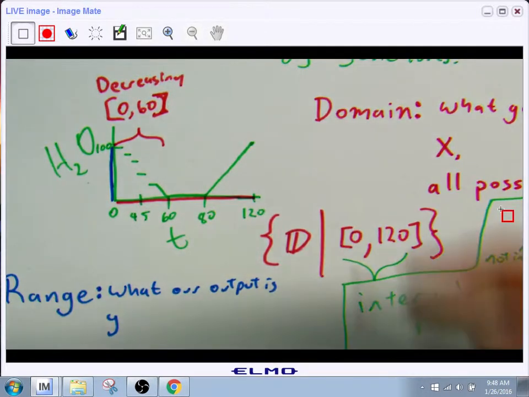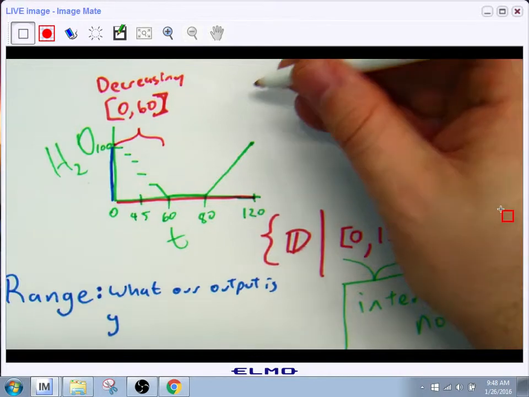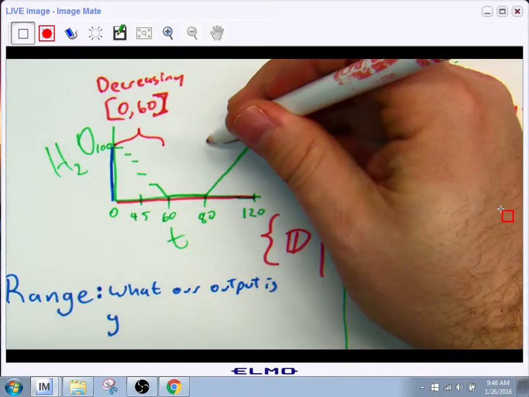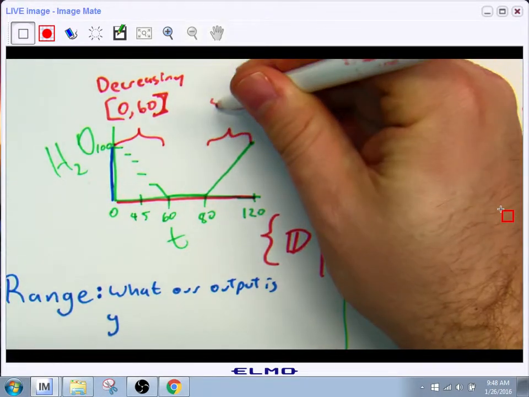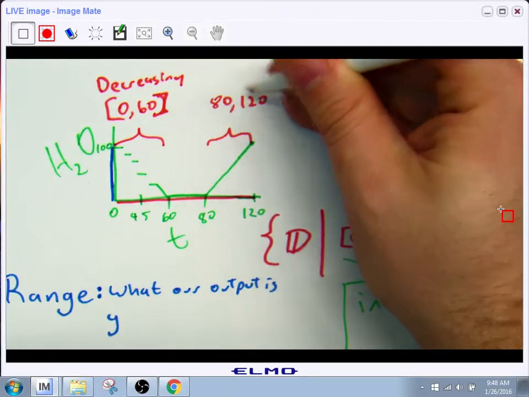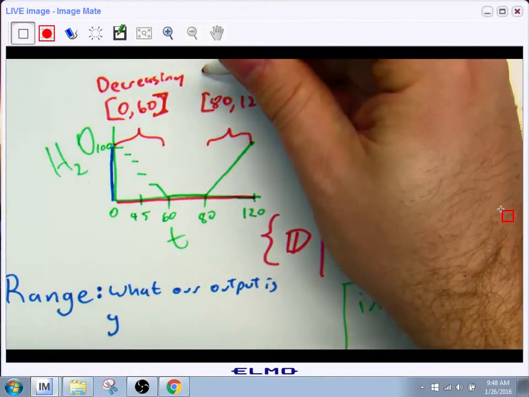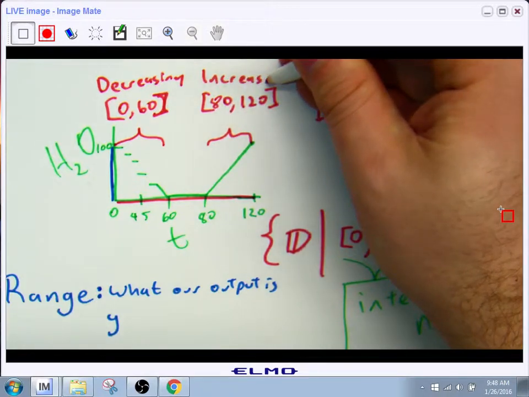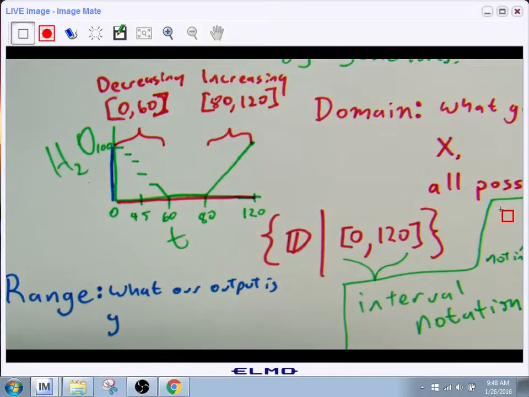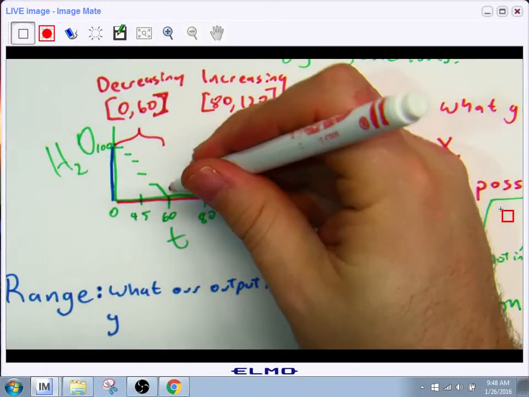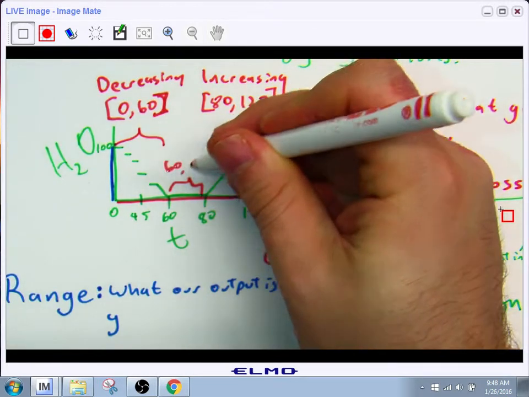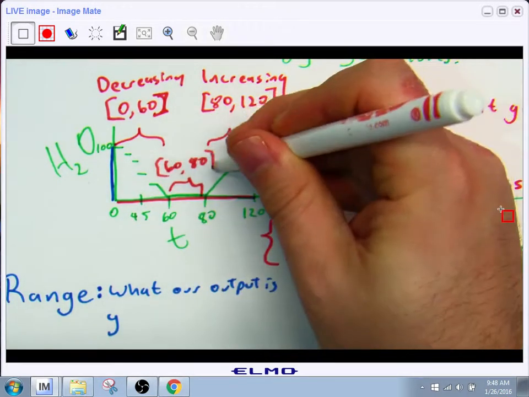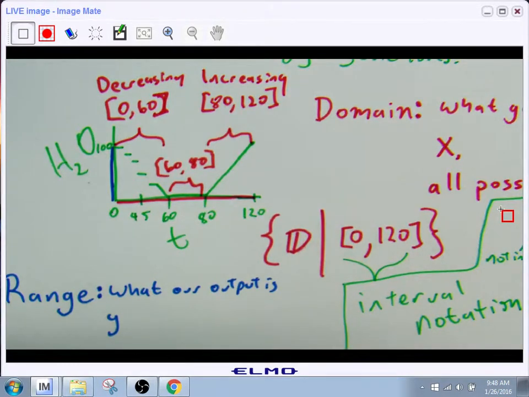And then what would the interval be of it increasing? 80 to 100. Or 120, my bad. Increasing. Okay. Does that kind of make sense how we would say this is where it's going up, this is where it's going down? Where it's not changing would be 60 to 80. And so using this, we can carve up functions based on different intervals to talk about different things that are happening with it.